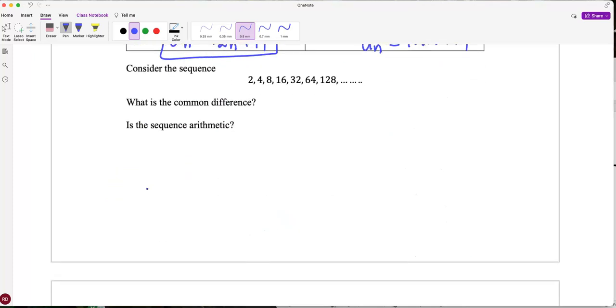Let's look at this. What is the common difference? I can look at this and see every time it's going up by 2, okay? Or no, let's see, I thought it was. Let's look at this. So the difference here is 2, the difference here is 4, the difference here is 8. So there is no common difference. So this is not arithmetic, okay? There is no common difference here. So not every sequence is arithmetic, okay?